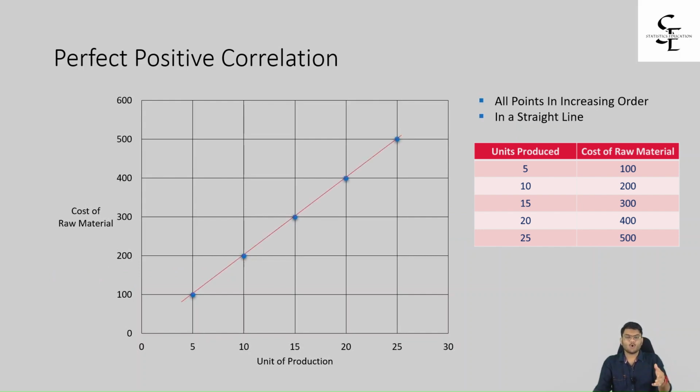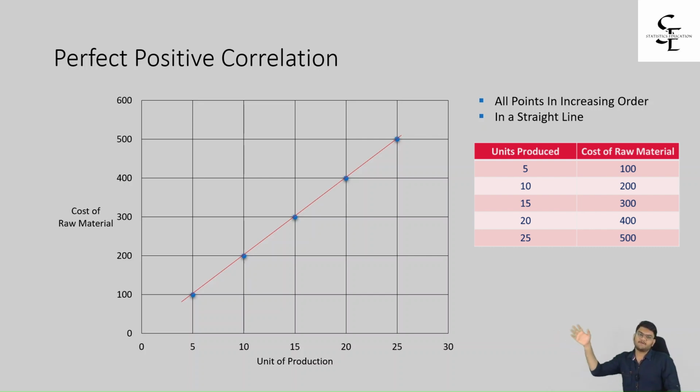In perfect positive correlation, increase in one variable results in proportional and consistent increase in another variable. In this case, points on a scatter diagram forms a straight upward moving line, indicating as one variable increases, the another increases at a fixed rate. Now let's learn this with the help of an example.